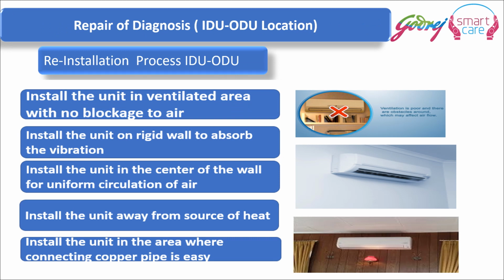In case of reinstallation of IDU and ODU, we have to install the unit in a ventilated area with no blockage of air. Install the unit on a rigid wall to absorb the vibration. We have to install the unit in the center of the wall for uniform circulation of air. Install the unit away from the source of heat. Install the unit in the area where connecting the copper pipe is easy.